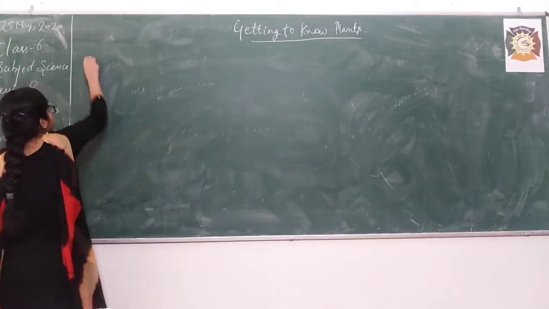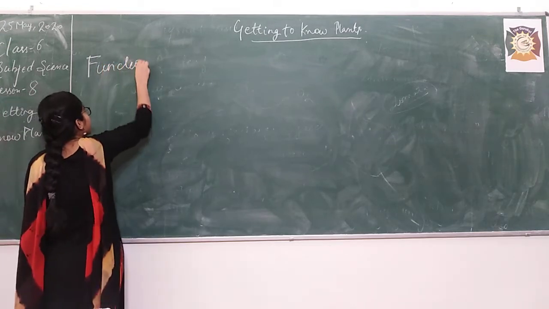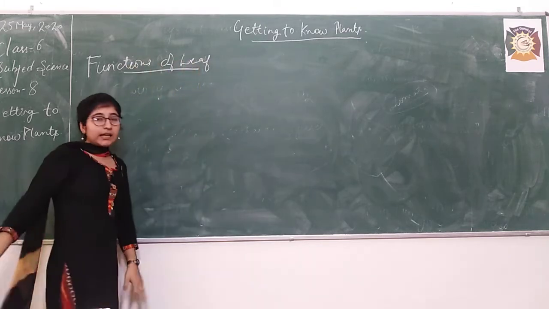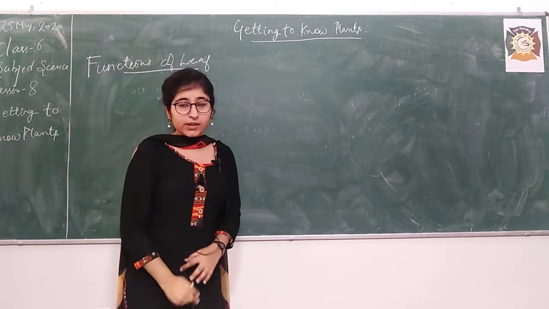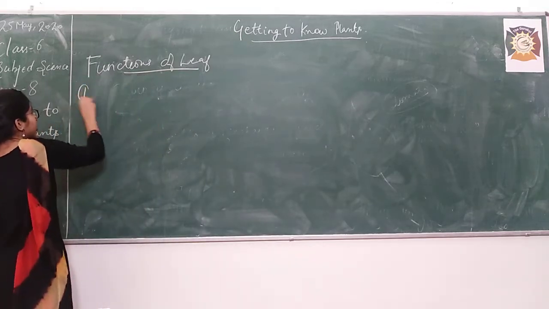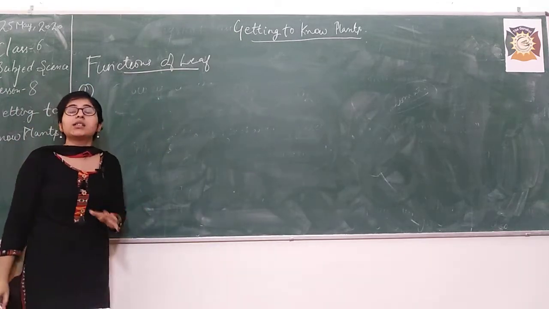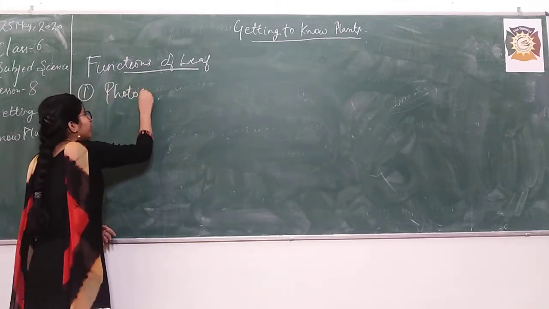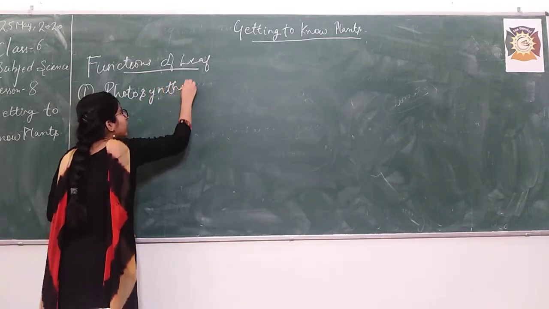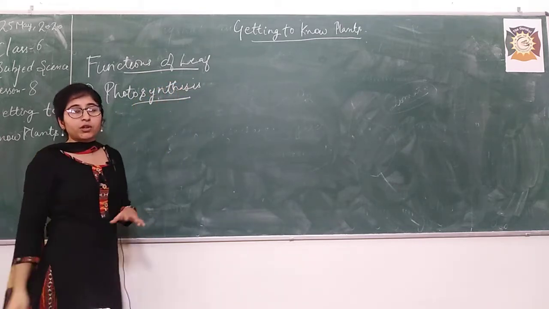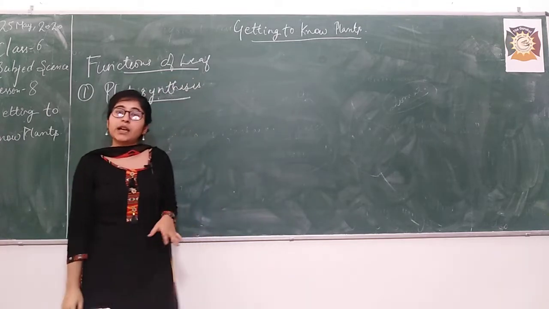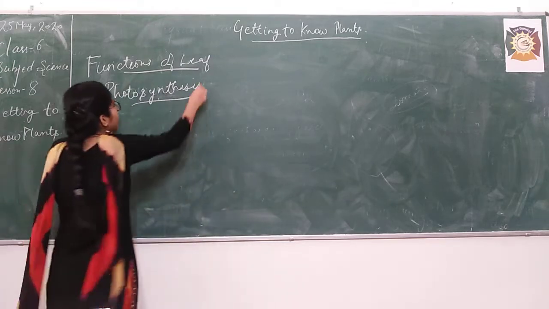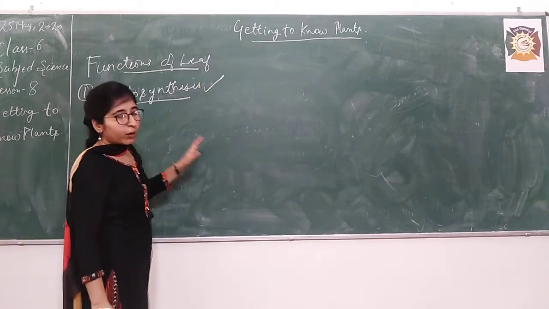Today, we will continue with functions of leaf. In the last class, we discussed photosynthesis. It was the first function a leaf performs, and it is a very important function for a plant. We started that leaves are the food producer of the plant, and they make food through this process called photosynthesis.